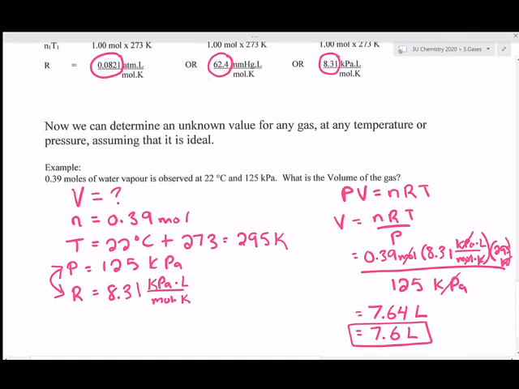So that is how much space water vapor would take up under those conditions. And again, it wouldn't matter what kind of gas we were actually talking about. That is the volume it would take up. Okay, so you'll get a couple practice problems, and that is it for today.